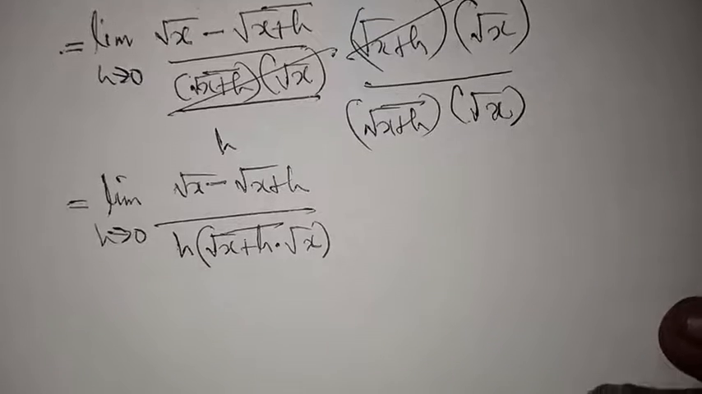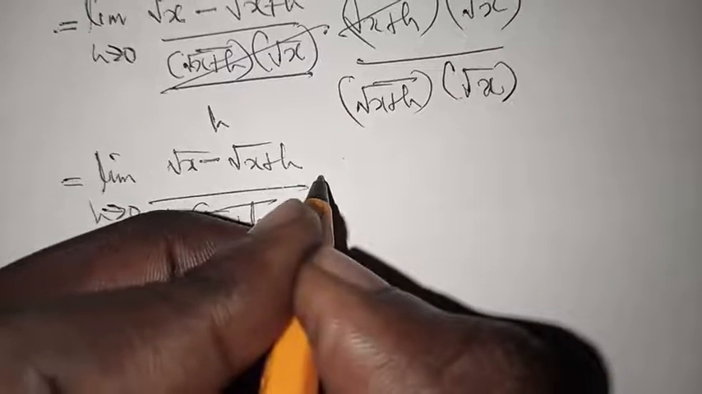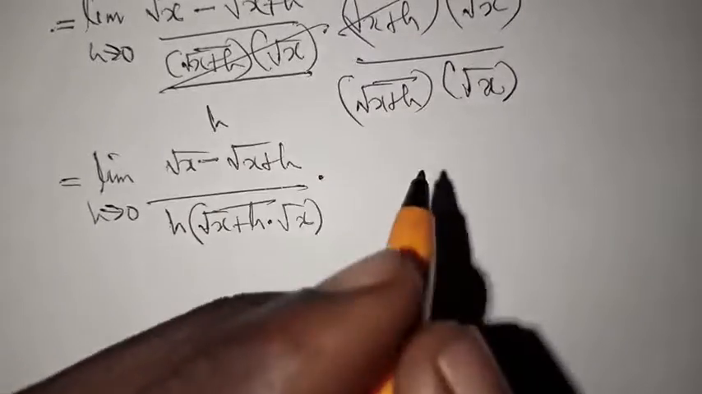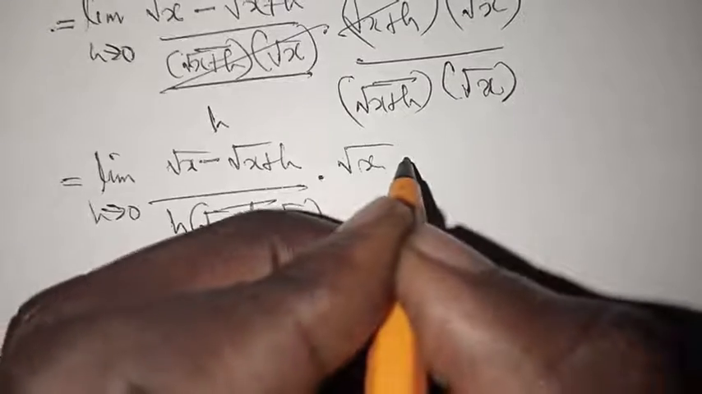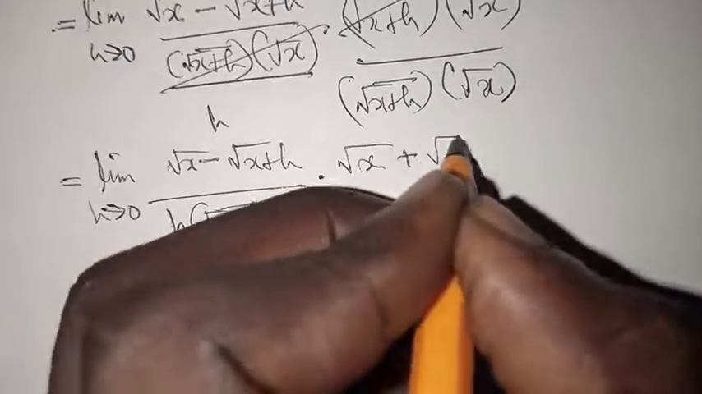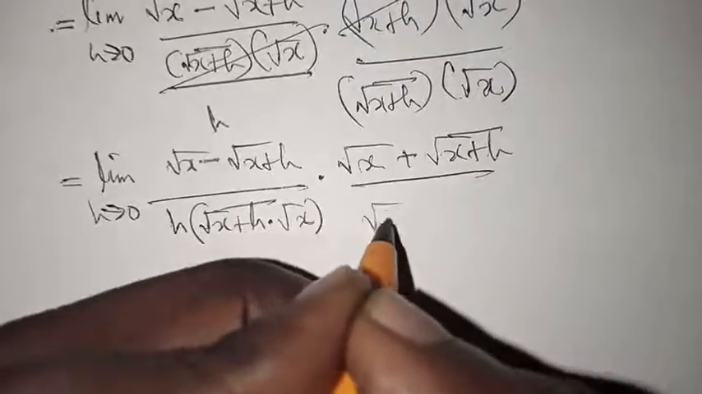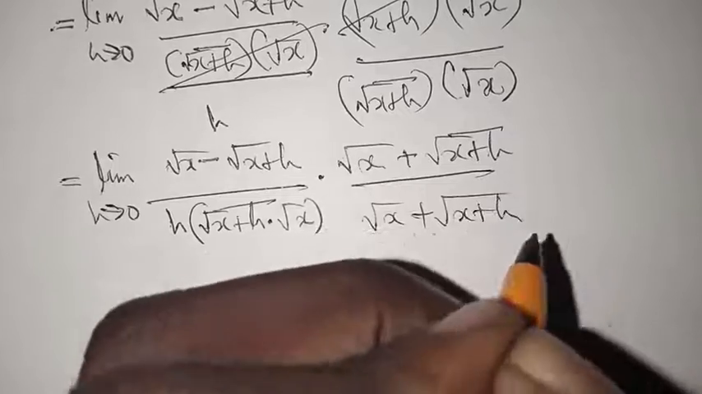Okay, now what we're going to do next for this one is multiply both the numerator and the denominator with the conjugate of the numerator. The conjugate is simply changing the sign, but the values are maintained the way they are. So we're going to have square root of x, and when you change the sign, a positive square root of x plus h, over square root of x plus square root of x plus h, like this.